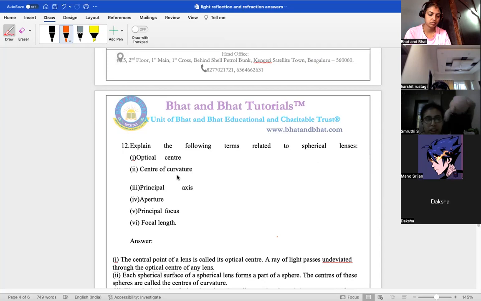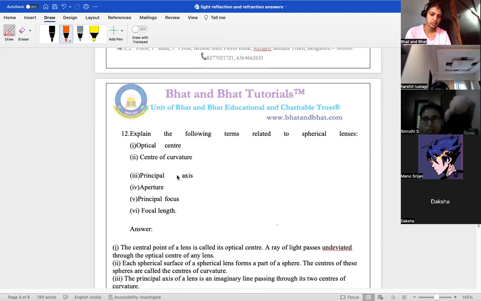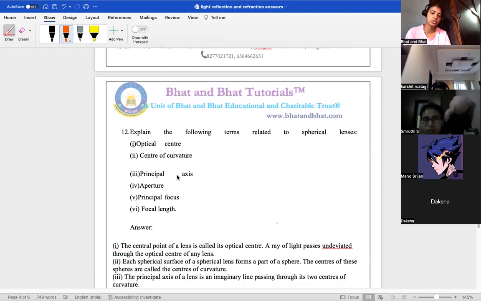Imaginary line joining the centers of curvature. Or imaginary line passing through the two centers of curvature. Because it is a lens, so two centers of curvature will be there. Correct?